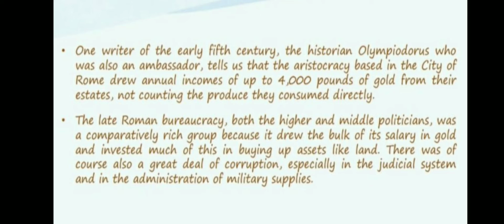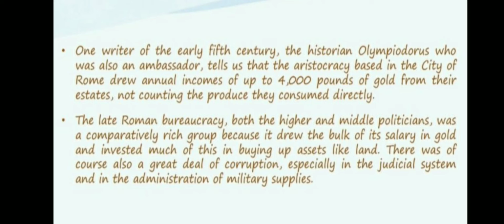One writer of the early 5th century, the historian Olympiodorus, who was also an ambassador, tells us the aristocracy based in the city of Rome drew an annual income of up to 4,000 pounds of gold from their estates, not counting the produce they consumed directly. So they were very wealthy.